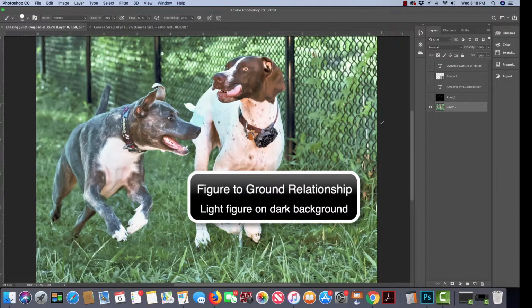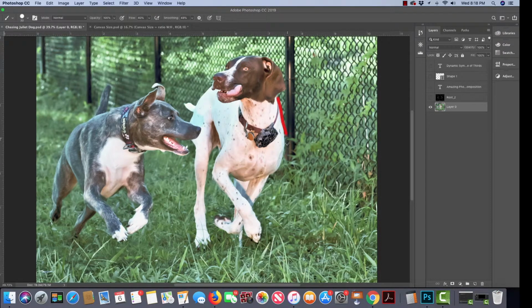So figure-to-ground relationship, that's when we have a light figure on a dark background. You could see that by tracing an outline around the figure, and if there is clear separation between the dog and the background, then that's how we know that we have a good figure-to-ground relationship.